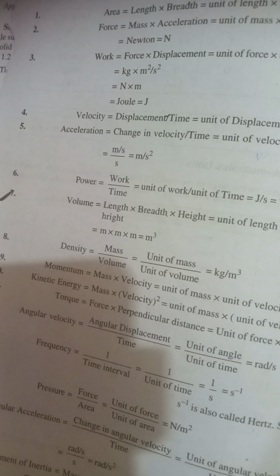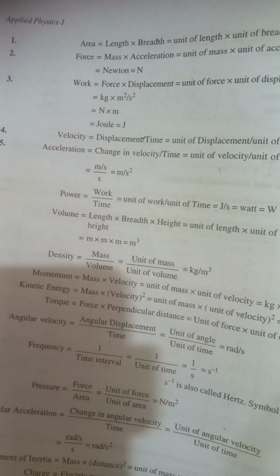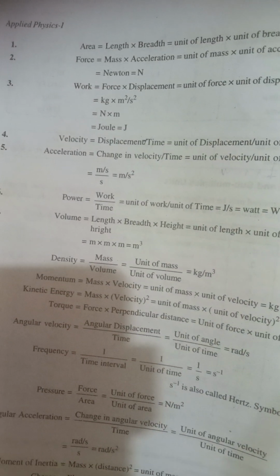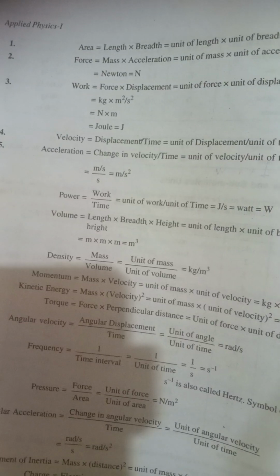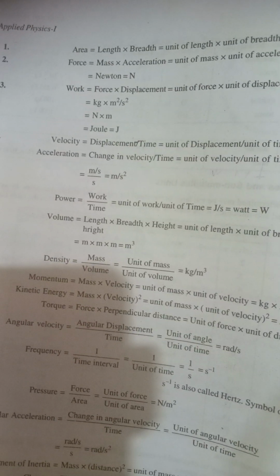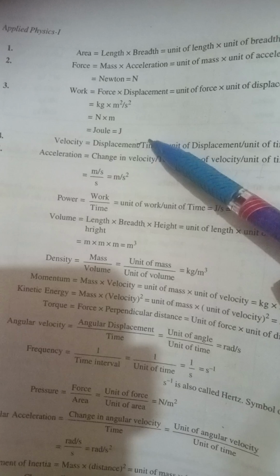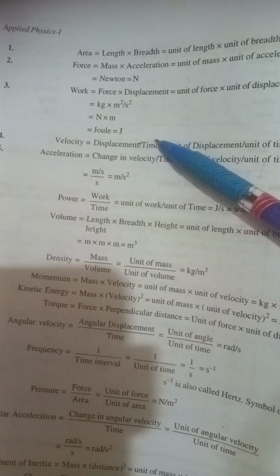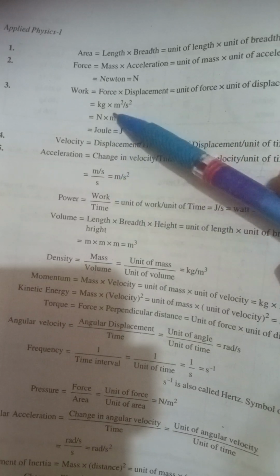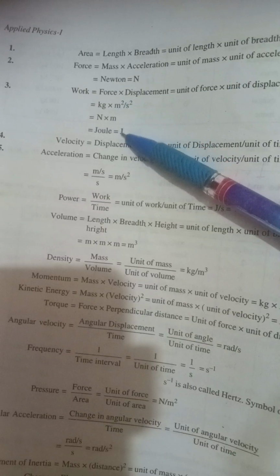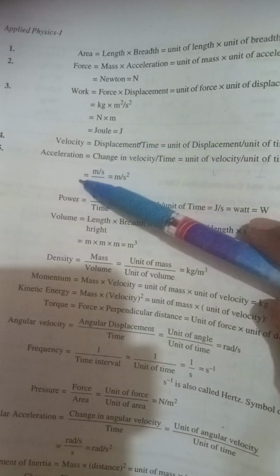Such that work is equal to force into displacement. Unit of force into unit of displacement: kg into meter per second square into meter, kg into meter square per second square, Newton into meter is equal to joule. Work done is denoted by joule.